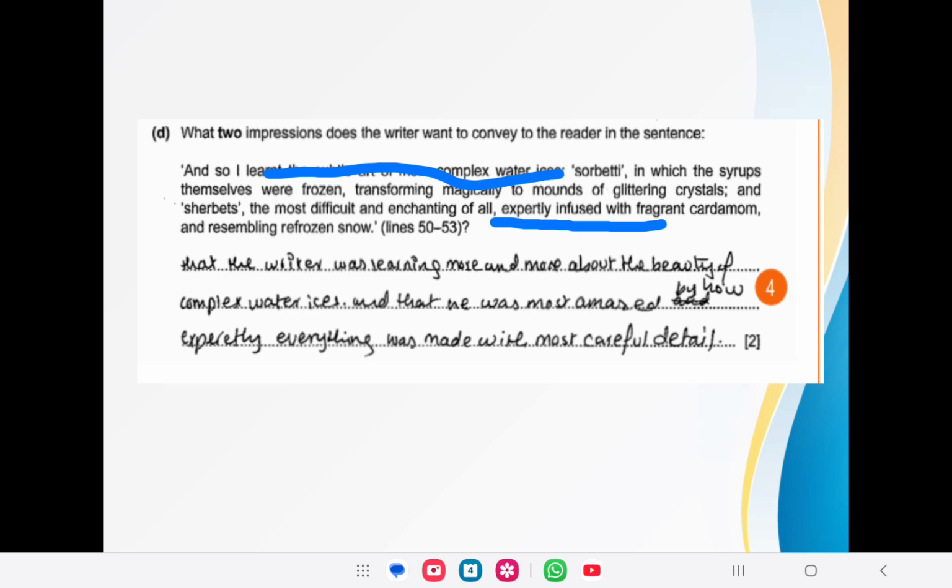Now what the student has written is that the writer was learning more and more about the beautiful complex water ices, and that he was most amazed by how expertly everything was made. I don't know what's written there. Everything was made with most careful details. So he has come up with these answers.